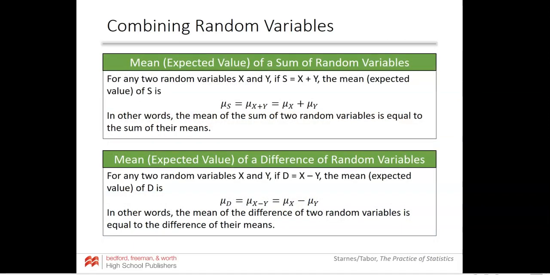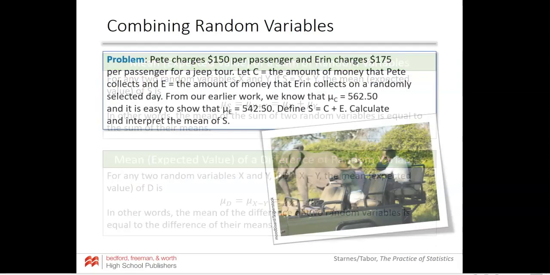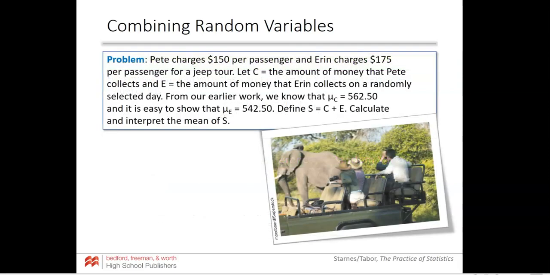So the formula is what you might expect, actually. If you're talking about the combined mean of the two, if these are random variables, the mean of the sum of 2 random variables is equal to the sum of their means. That's probably logical. It's probably what you would have thought, and it is the case here. Same thing for differences. So let's just see how it works here.